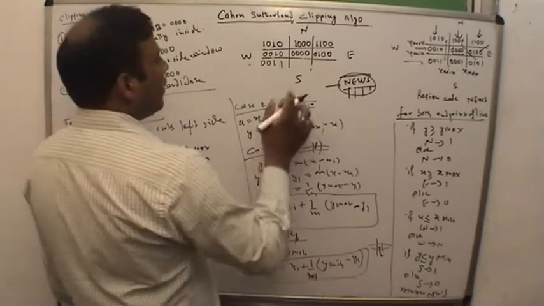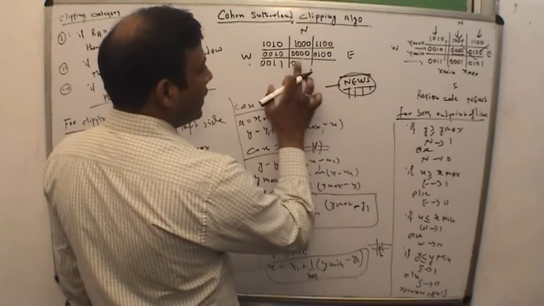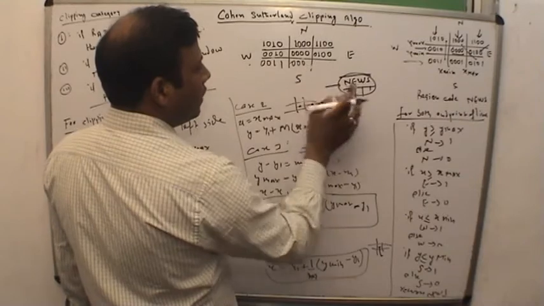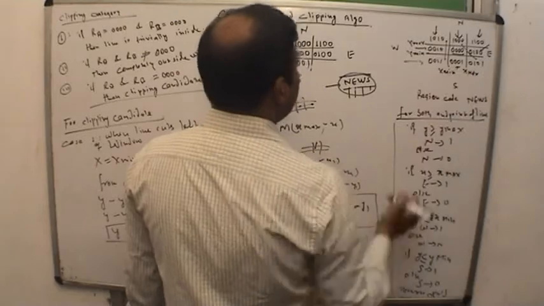Now we are going to set the value of this box. Is this north? No. Is this east? No. Is this west? No. Is this south? Yes. Now we get the value of this box as 0001.